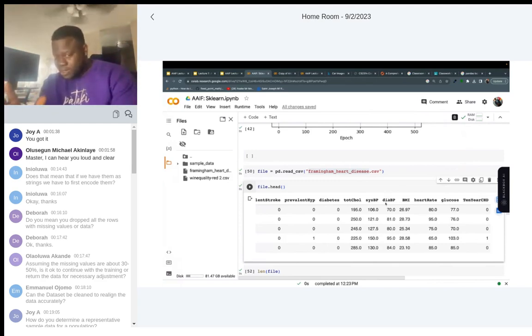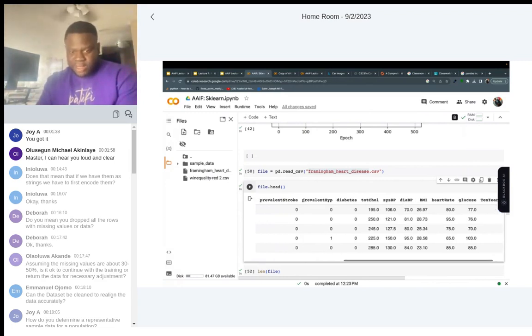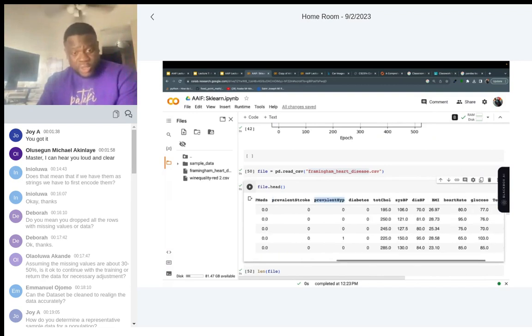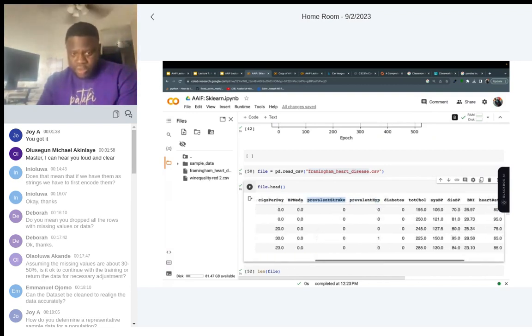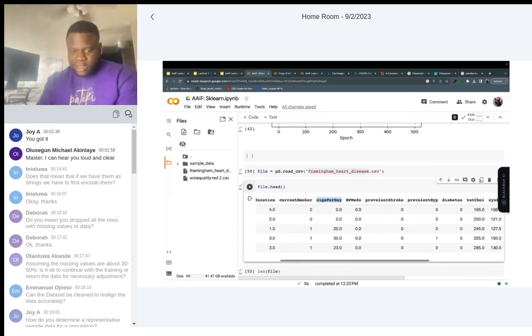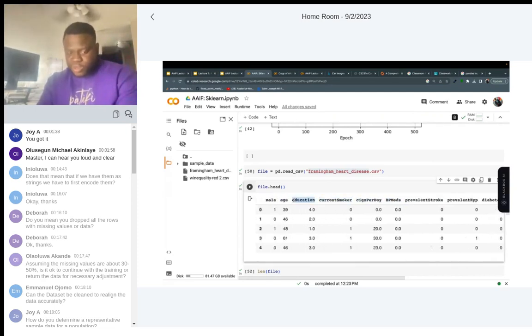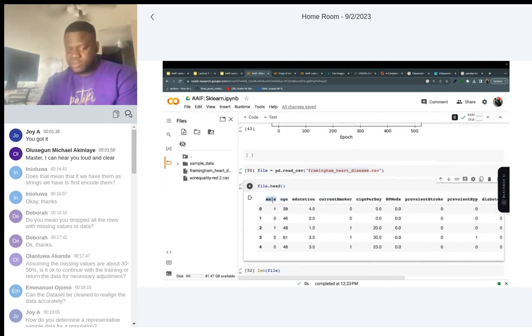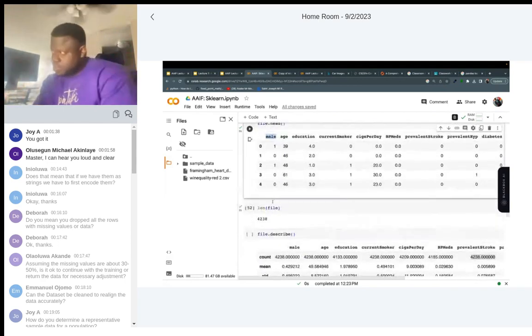People with a medical background, I'm assuming the total cholesterol, diabetes, whether they are hypertensive, prevalent hypertension, prevalent stroke, whether they use BP medicine, cigarettes per day, whether they're a current smoker, education, age, and male. So that's what we are trying to predict. In 10 years, based on their state now, would these people have heart disease?